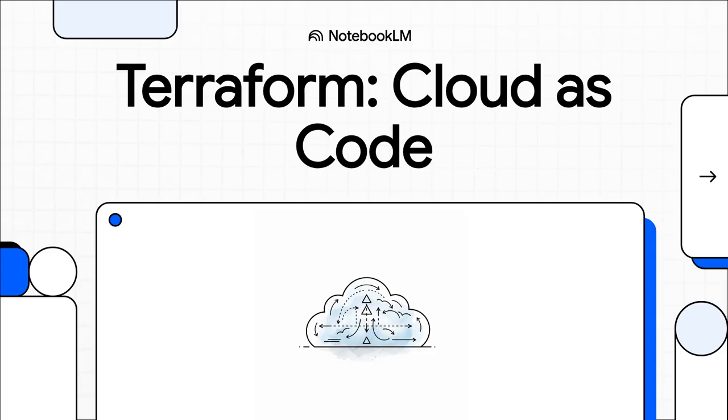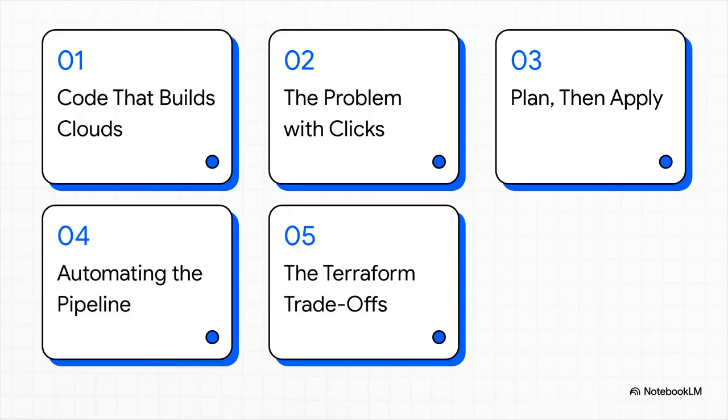Let's get into it. All right, here's our game plan. We'll start with the big idea behind Terraform. Then we'll talk about why we even need a tool like this, the problem it solves. After that, we'll break down exactly how it works. Then we'll see where it fits in the real world of automation. And finally, we'll wrap up with the pros and cons you've got to keep in mind.